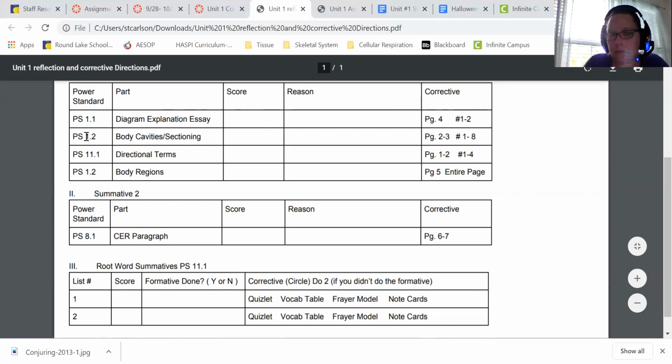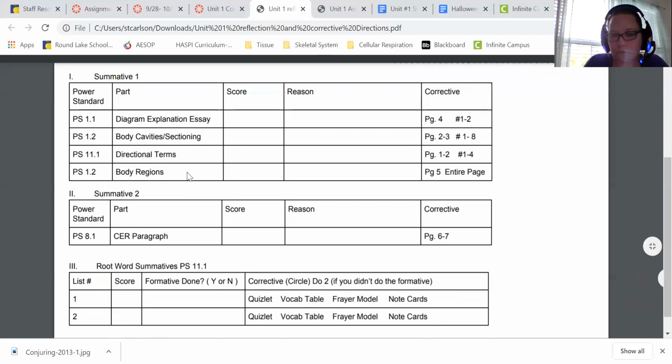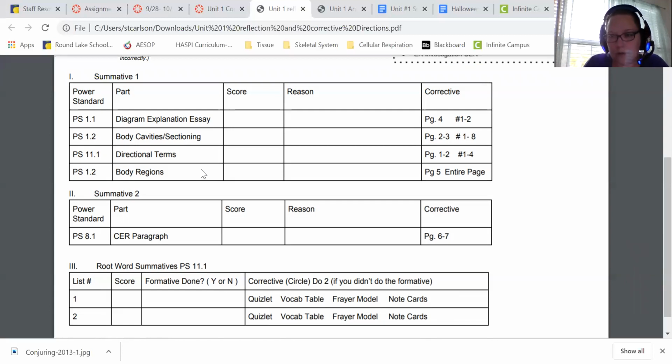The second part, PS 1.2, is the body cavities section and sectioning. That was on the first summative. And you'll notice there's a second 1.2 here that's on body regions. What we did was we averaged these 2 scores together. So if you got a 4 on one of these and a 3 on the other, your average was a 3.5. But as you know, Infinite Campus doesn't have decimals. So if you were lucky enough to get a 4, then your score was rounded up to a 4. If you got a 3 and a 2, your score was rounded up to a 3. If you got a 4 and a 0, your score was rounded to a 2. So you kind of see how that works.